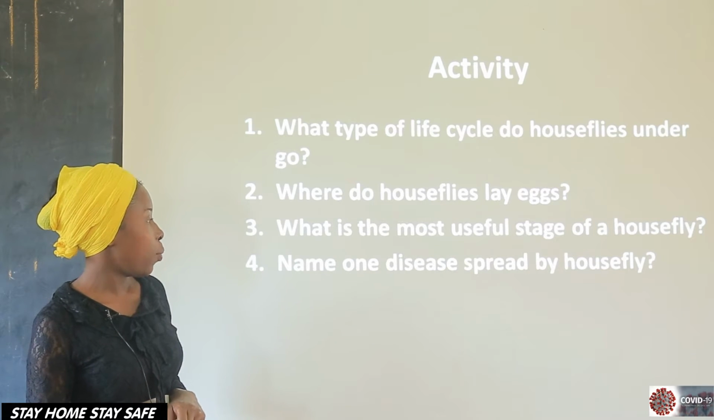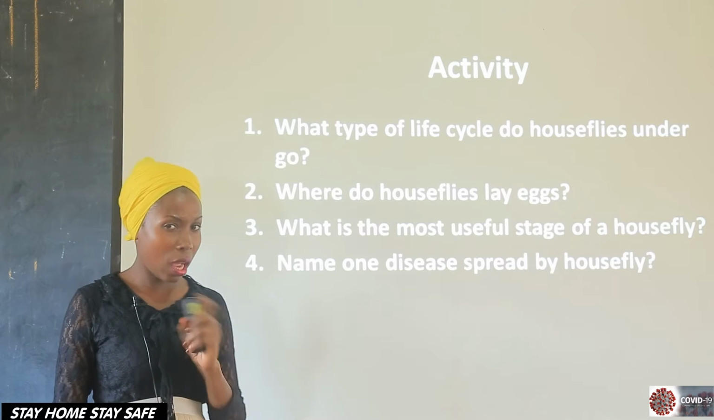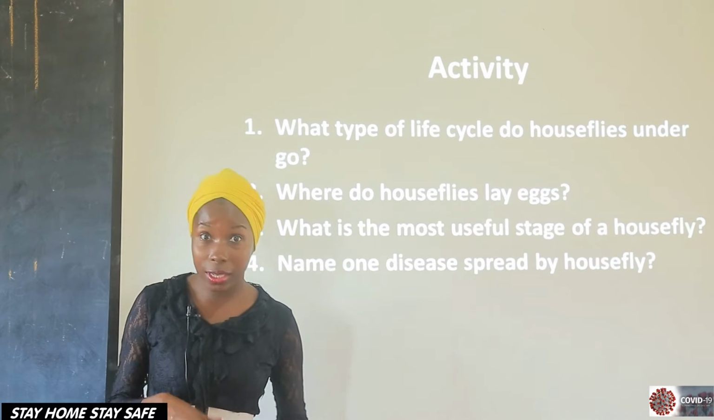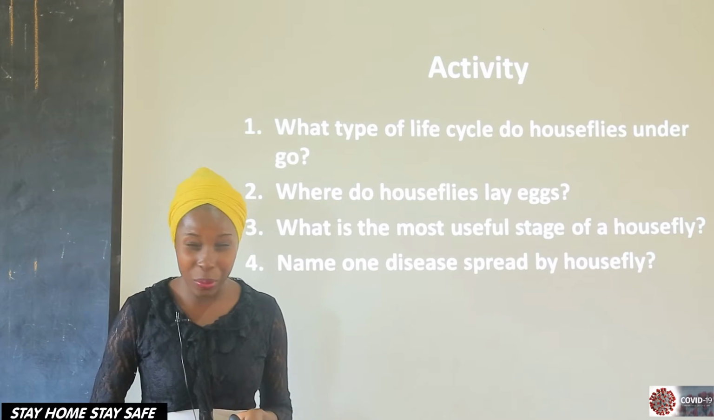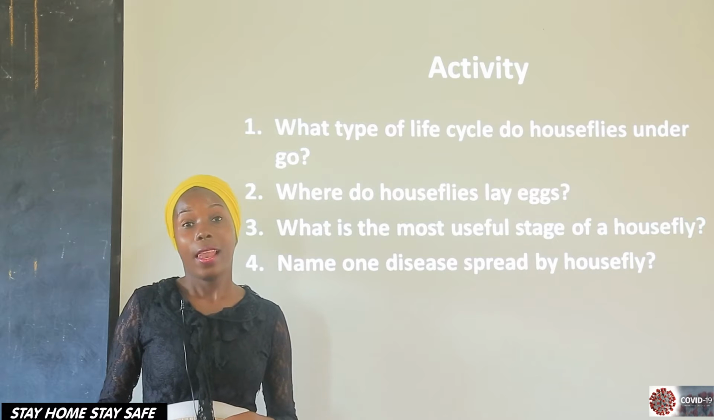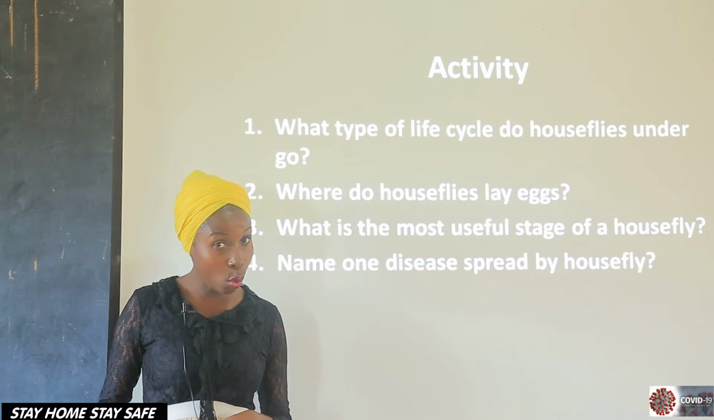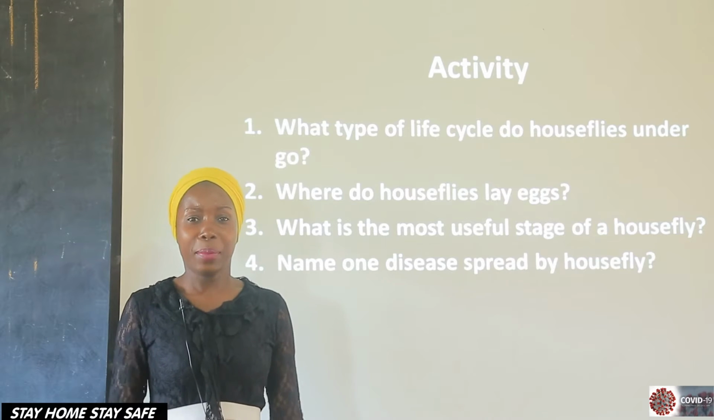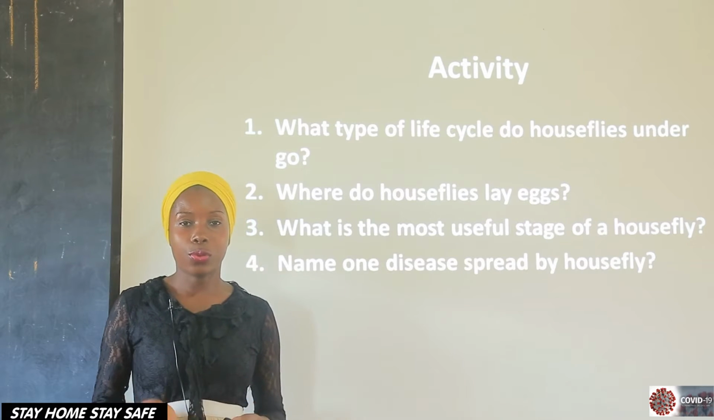And then lastly, name one disease spread by a housefly. A housefly is very dangerous. We said it spreads so many diseases like trachoma, which attacks the eyes, like cholera, which attacks the intestines, and then you end up dying, like diarrhea, whereby you have uncontrolled stool. You have to go to the toilet all the time. Hey, I'm dying. You can't control. You need to go to the toilet.